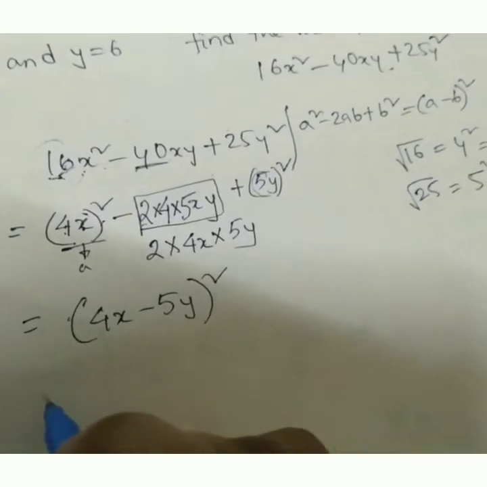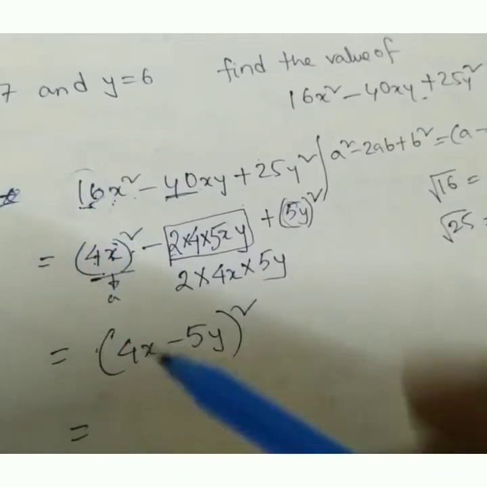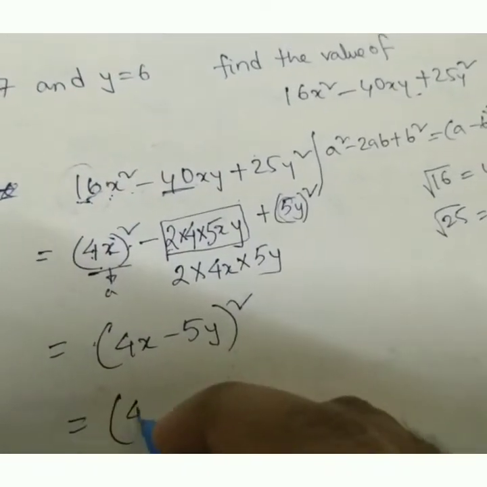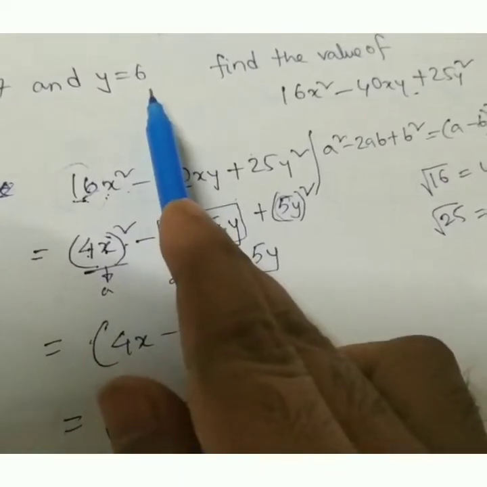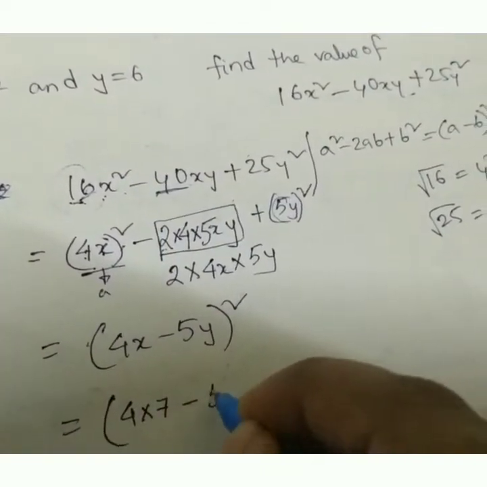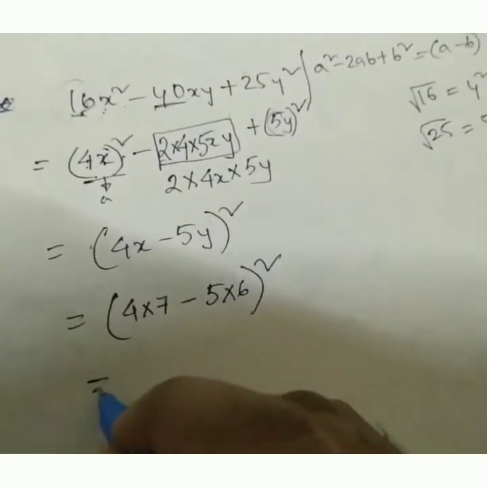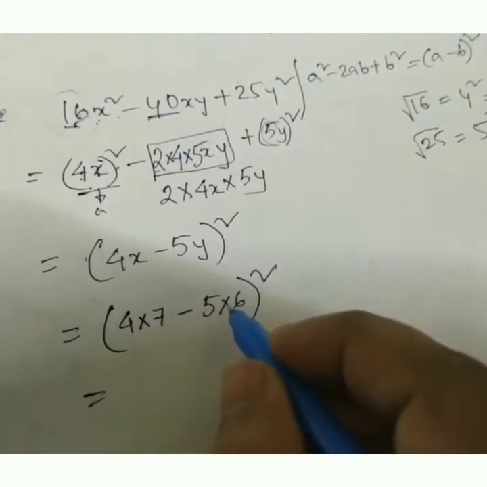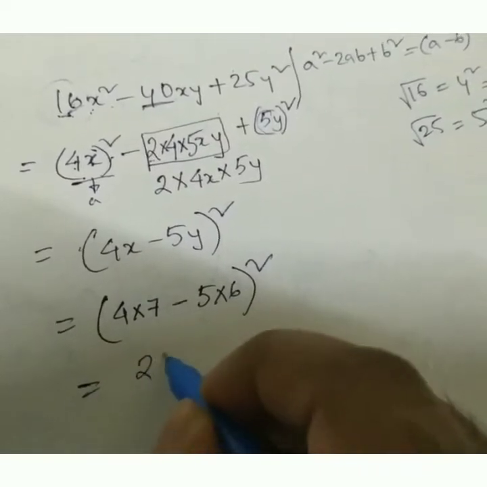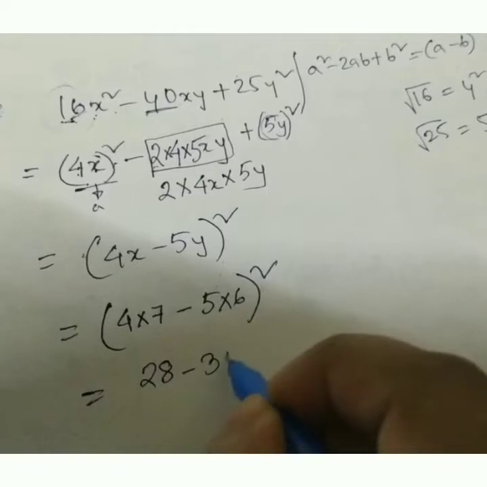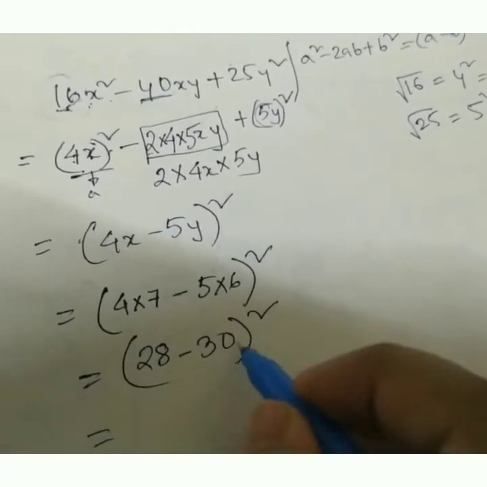Okay, then x, the value of x is what? 7. So we can write 4 into 7 minus, what is the value of y? 6. So 5 into 6 square. So 4 into 7 is 28, minus 5 into 6 is 30. So 28 minus 30 whole square.